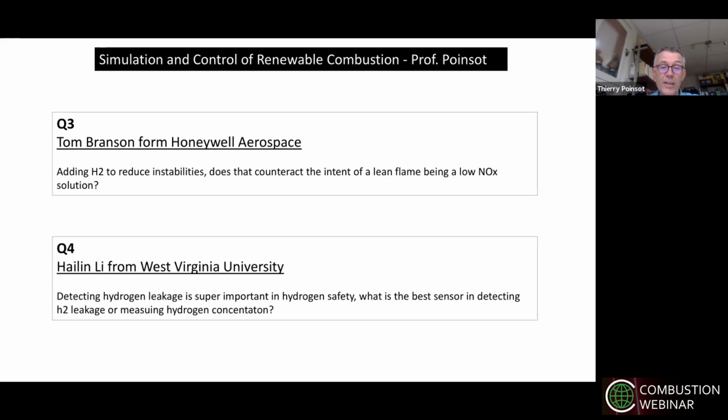Again, that's one of the big challenges. How do you use H2 to reduce instabilities without making more NOx? That's going to be a big problem.